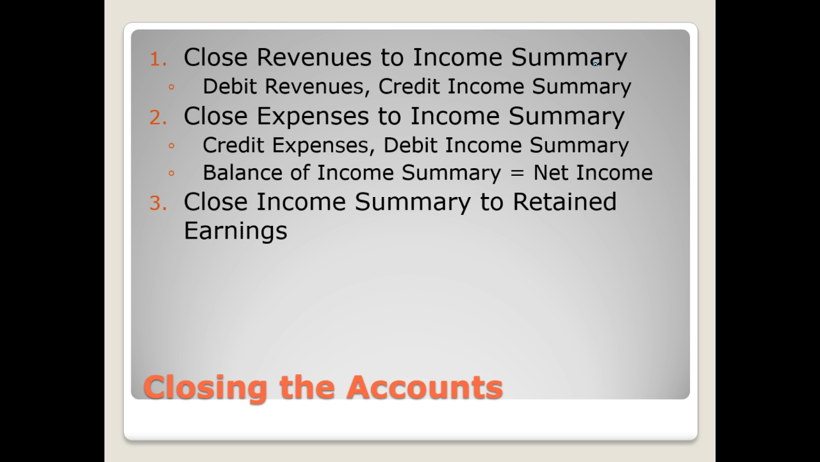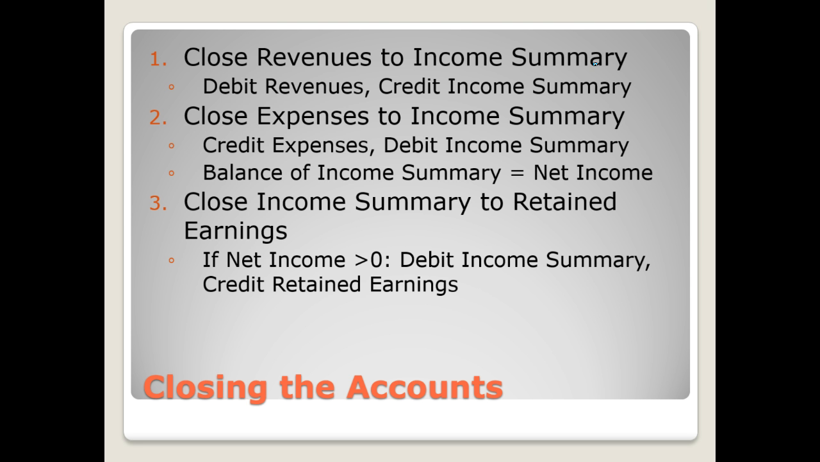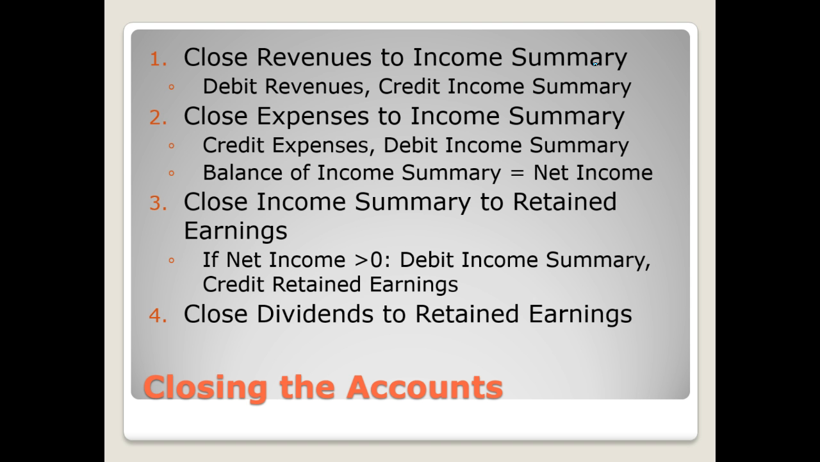Then we have to close that income summary, whatever the total balance in it is. We close that to retained earnings. If the net income was greater than zero, if it was positive, then we would be debiting the income summary and we would be crediting retained earnings. Now that would be a good thing, right? We want to credit retained earnings because that means we're increasing retained earnings. However, if the net income was negative, it would be the opposite.